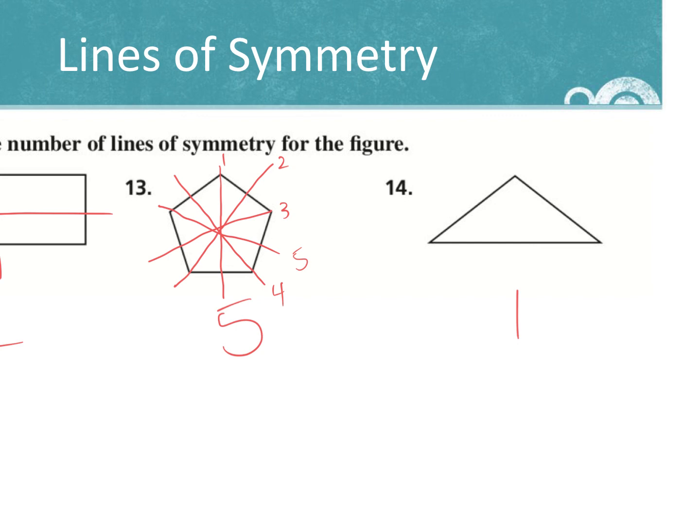14. What is the only line of symmetry? Zach? Vertical one. Vertical one, okay? Questions? Are we okay?